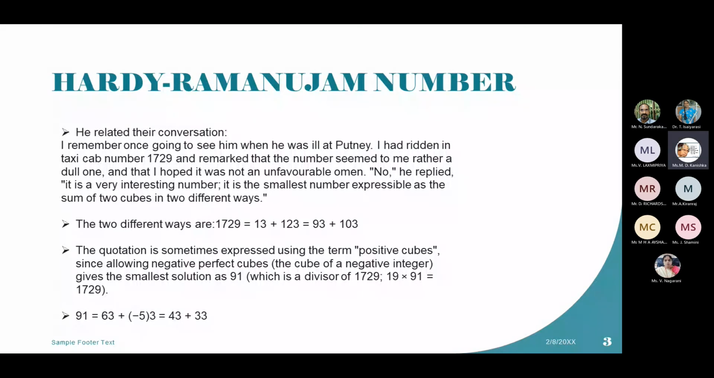He related their conversation. I remember once going to see him when he was ill at Putney. I had ridden in taxi cab number 1729 and remarked that the number seemed to be dull to me, and that I hoped it was not an unfavorable omen. No, he replied. It was a very interesting number.